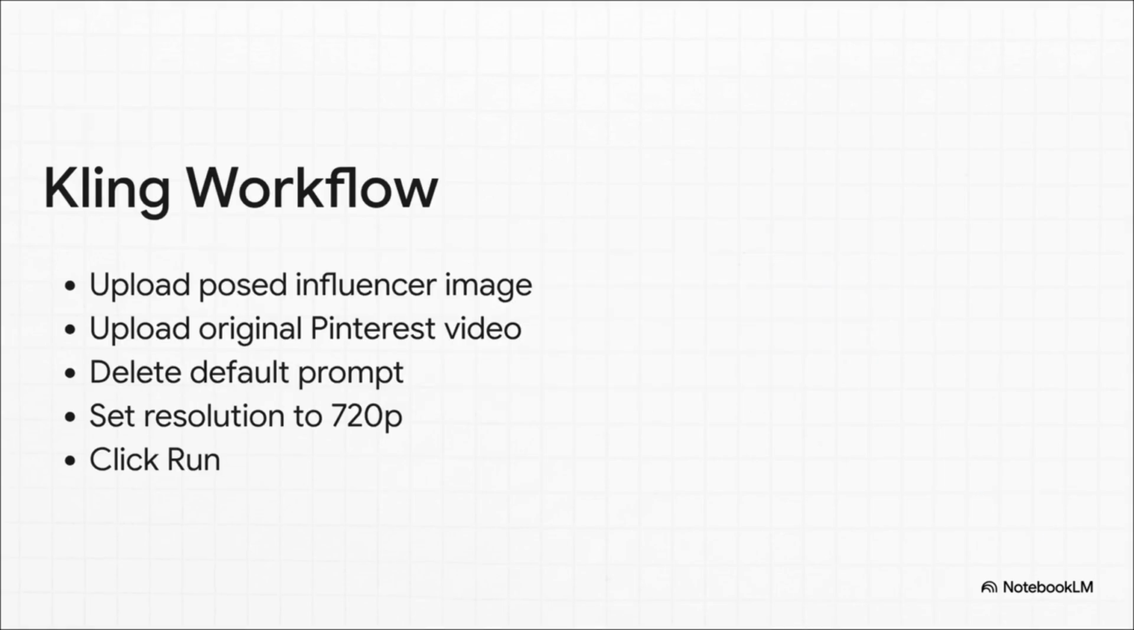The workflow is insanely straightforward. Clear out any default images first. Then, upload your final posed influencer image. Next, upload that original full-motion Pinterest video we downloaded way back at the start. Delete any default text prompts, set your output resolution to 720p, which, trust me, is plenty crisp for social media, and hit run. The engine literally maps the video's motion directly onto your image, giving you this buttery smooth, hyper-realistic video.